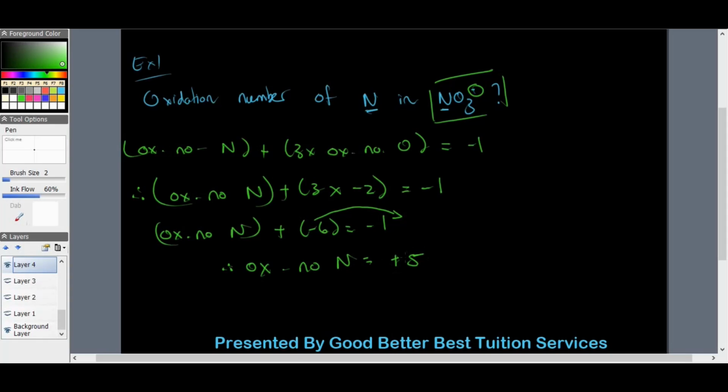Therefore, I can check that in this equation. If I say 5 plus -6, this is a check. 5 plus -6 ends up with 5 minus 6, which equals negative 1, and that's what I had to begin with. So therefore I know that this answer is 100% correct for being the oxidation number of nitrogen in nitrate.